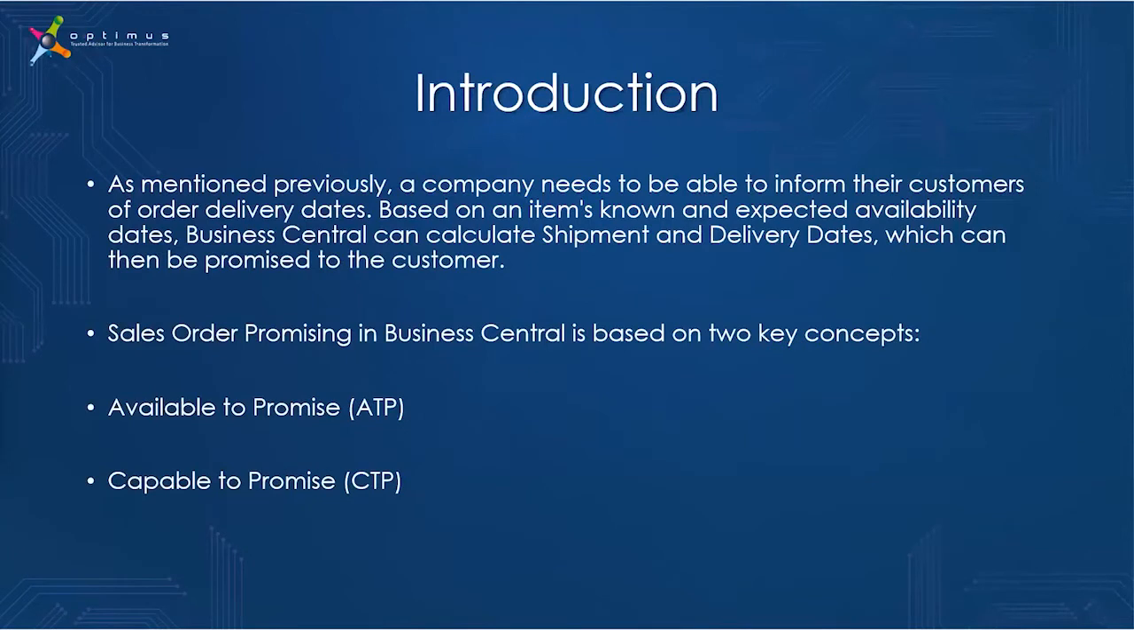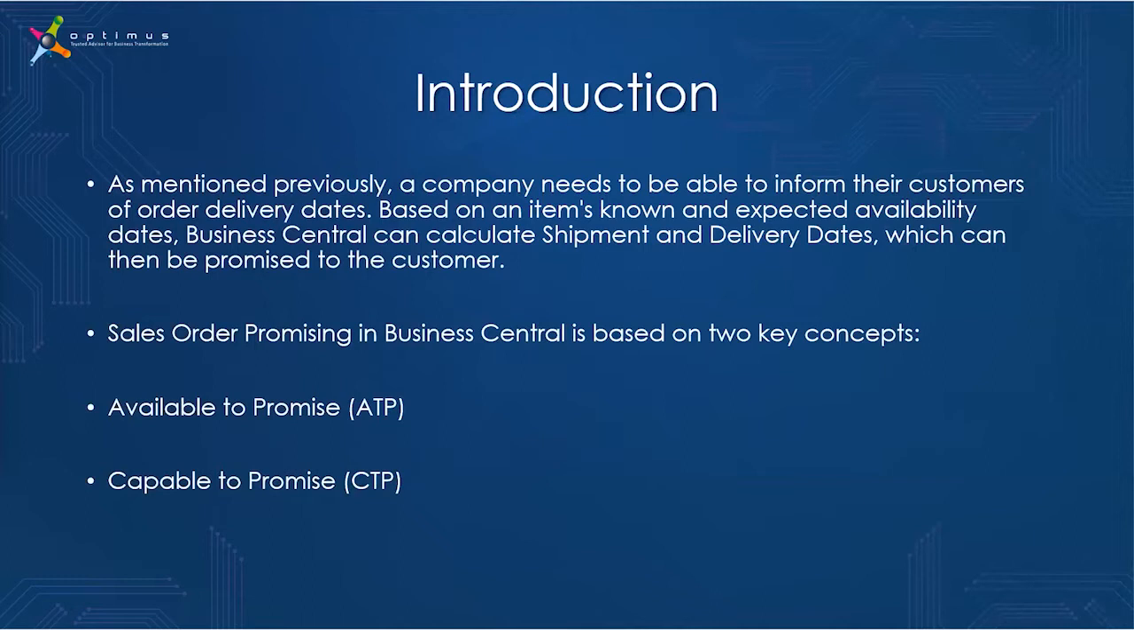These concepts are related to the following. As mentioned previously, a company needs to be able to inform their customers of order delivery dates. That's the idea, the date. Based on an item's expected availability, this is important. The availability for us is when we have inventory, right? Business Central can calculate shipment and delivery dates, which can then be promised to the customer.